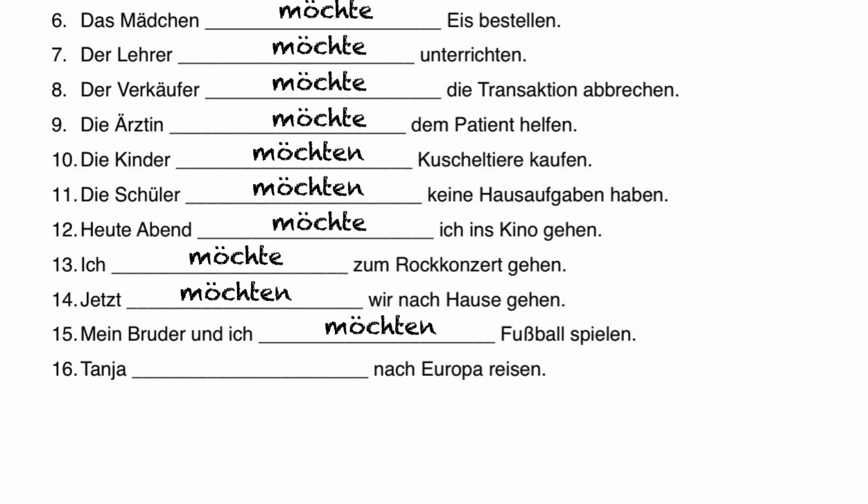Tanja something nach Europa reisen. Tanja is our subject in this sentence because nach Europa is a prepositional phrase, so we use Tanja möchte nach Europa reisen. Tanja would like to travel to Europe.